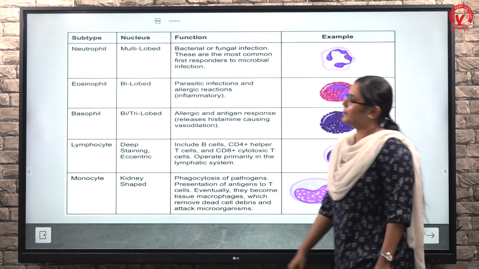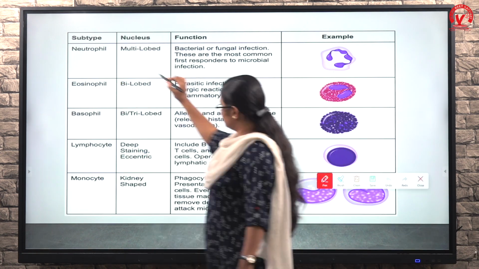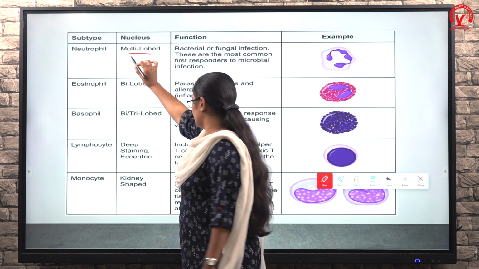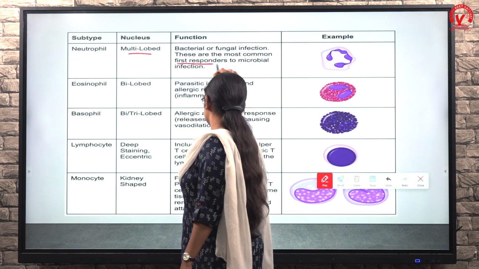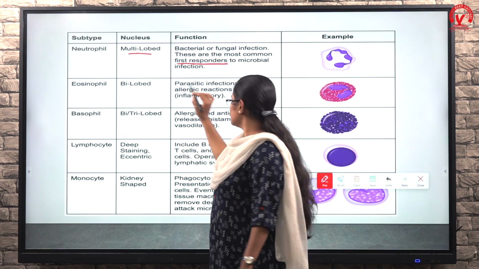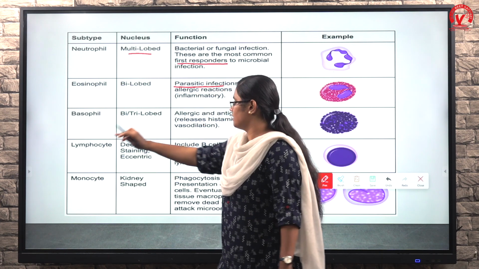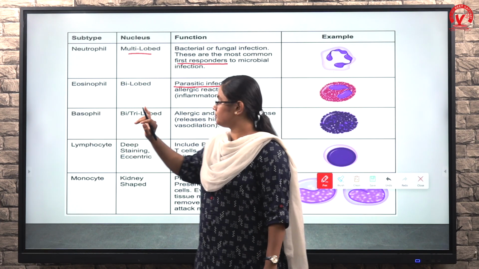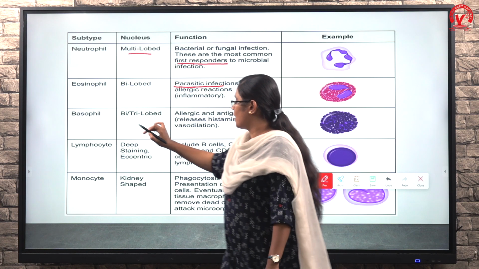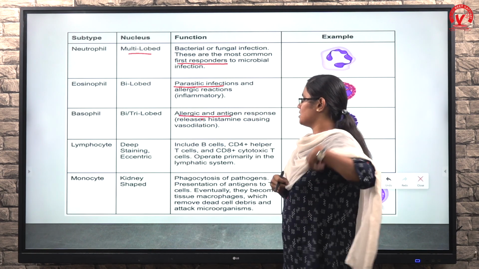Okay, this is a summary of all the WBCs. Neutrophils, multilobed, polymorphonuclear leukocytes, and these are the first responders. Eosinophils, bilobed and have pinkish granules, and they are more accumulated in parasitic infections. Basophils, which are bi or trilobed, have violet color granules, and their response will be allergic and antigen response.